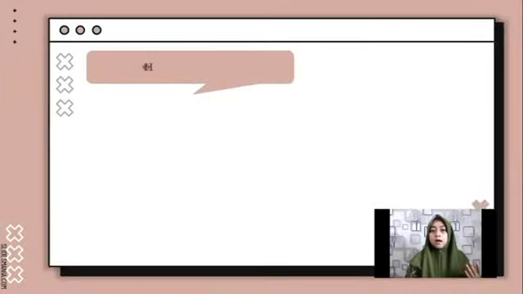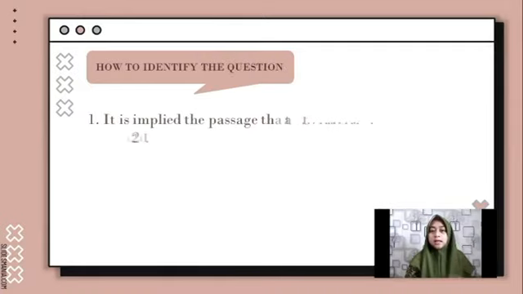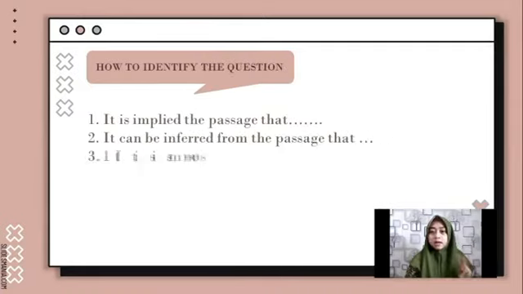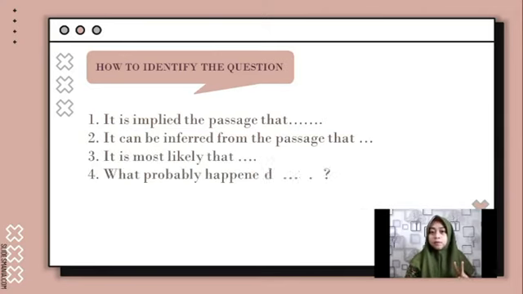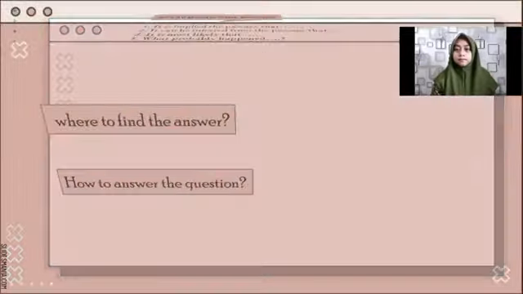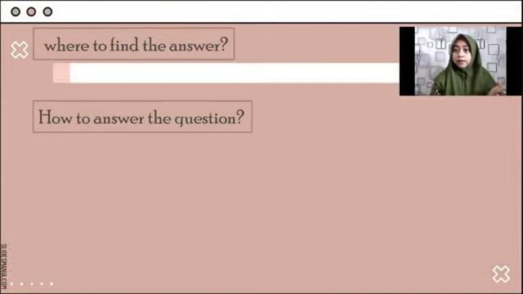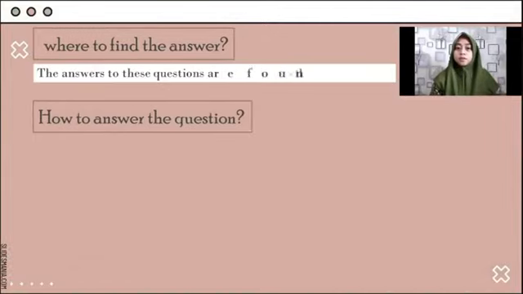And how to identify the question? Number 1, it is implied the passage states. Number 2, it can be inferred from the passage states. Number 3, it is most likely that. And number 4, what probably happened. And where to find the answer? The answers to this question are found in order in the passage.